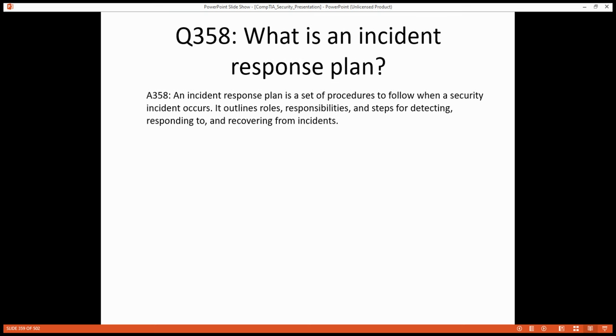Q358. What is an incident response plan? A358. An incident response plan is a set of procedures to follow when a security incident occurs. It outlines roles, responsibilities, and steps for detecting, responding to, and recovering from incidents.